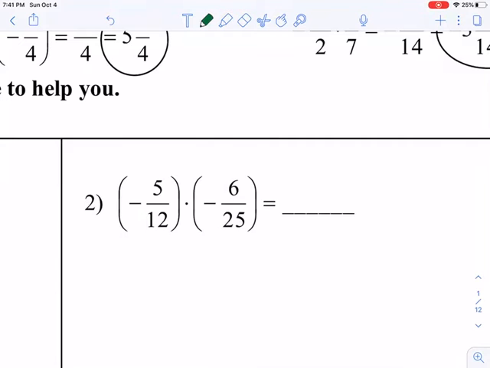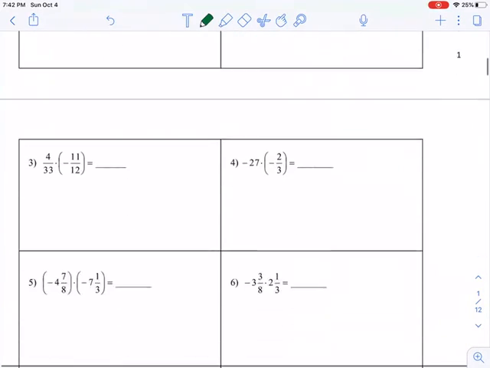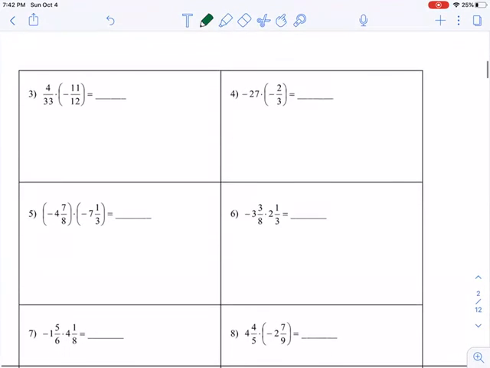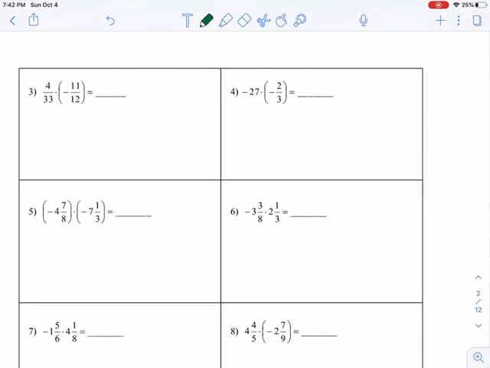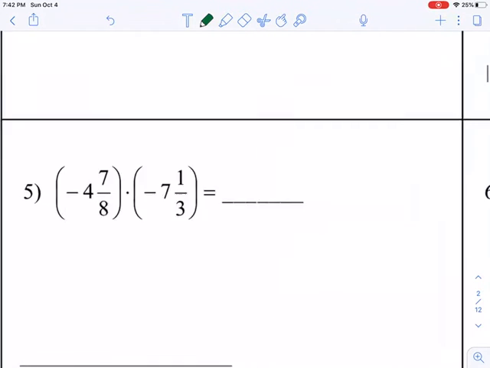Okay, number 2, you can cross reduce both of these as well. You can divide the 5 and 25 by 5. You can divide the 6 and 12 by 6. And you can go straight across. 1/10, a negative and a negative make a positive. All right, let's look at number 4. If it's an integer or a whole number, you can always put a 1 under it.